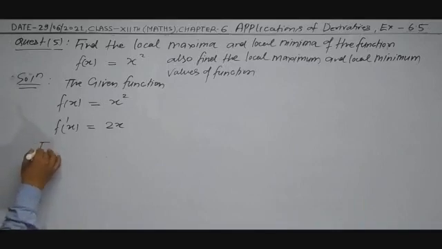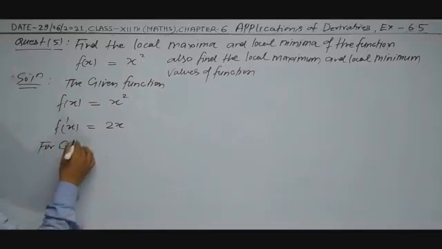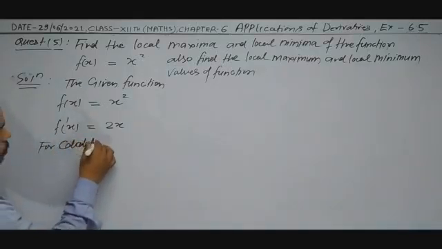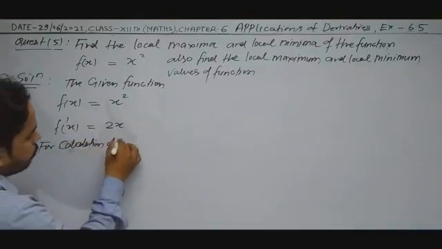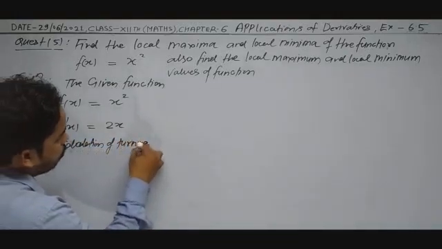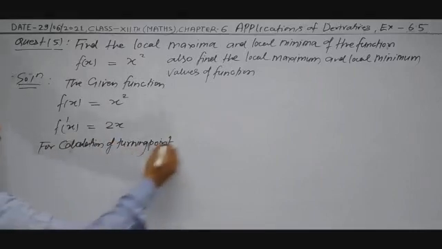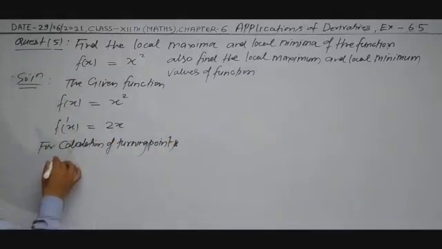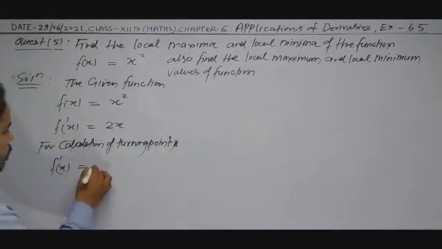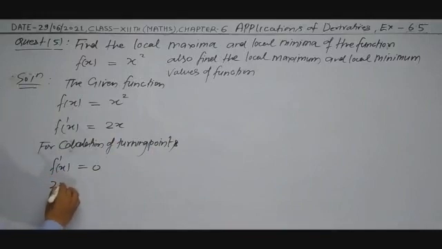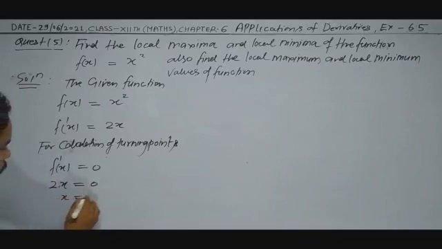For calculation of turning points, f dash x is equal to 0. This implies 2x = 0. It means x = 0. So x = 0 is the turning point.